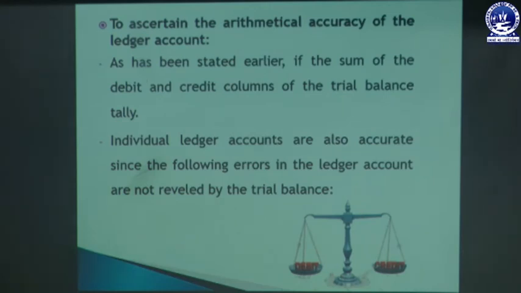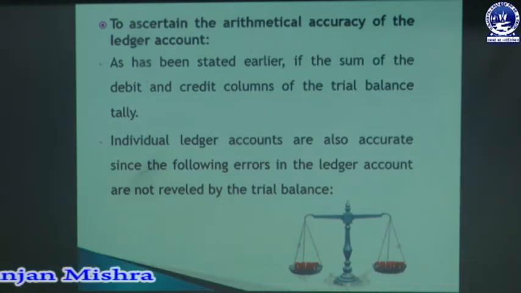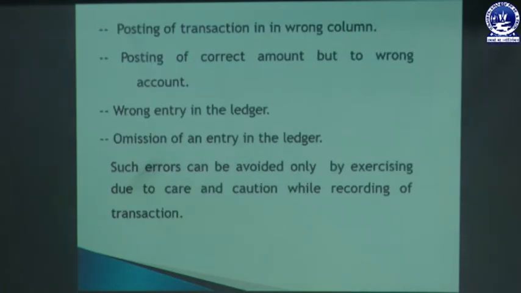Individual ledger accounts are also accurate, although the following errors in the ledger accounts are not revealed by the trial balance. So when the balances of all the accounts in the trial balance tally, that means the total of debit balance equals the total of credit balance, in that case we say that there is arithmetical accuracy. The errors that are not revealed at the time of preparing the trial balance are: posting of a transaction in the wrong column, posting of a correct amount but to the wrong account, wrong entry in the ledger, and omission of an entry in the ledger.